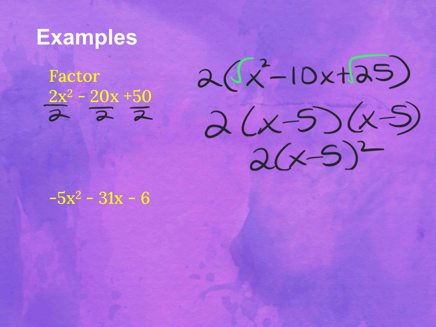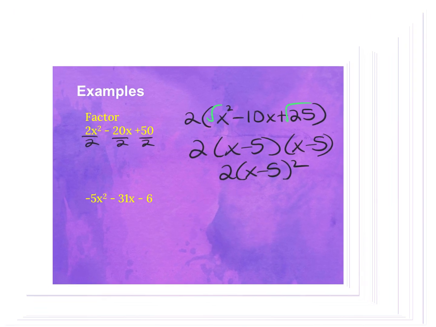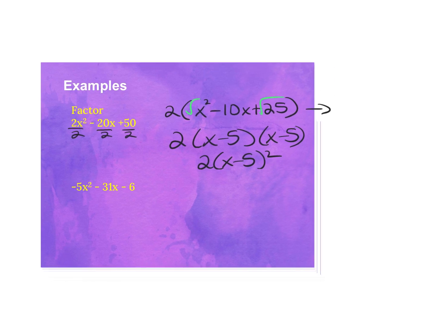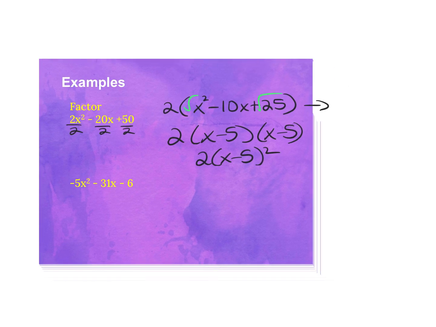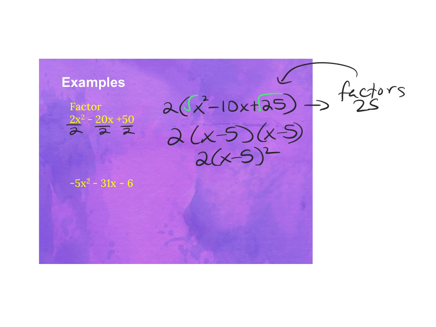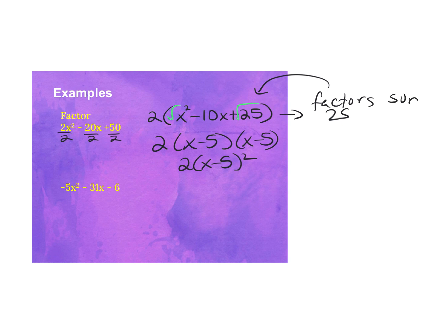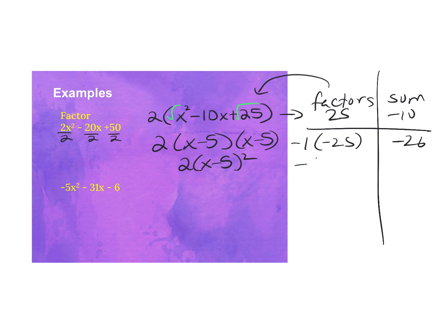Now, if you didn't recognize that, then what you could also do is find 2 factors. So we're looking for the factors of 25, the C term, that sum to give you negative 10. So those factors of 25, they both would need to be negative. Negative 1 and negative 25 give me negative 26, but negative 5 and negative 5 give me the negative 10. So that's how I could go right into the 2 binomials with the 2 negative 5s.